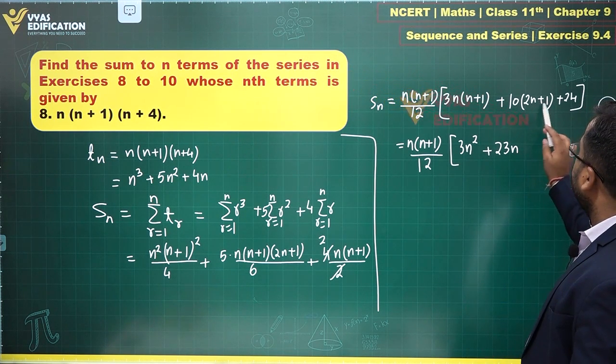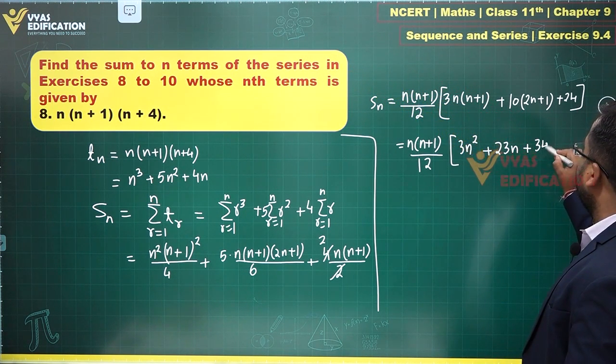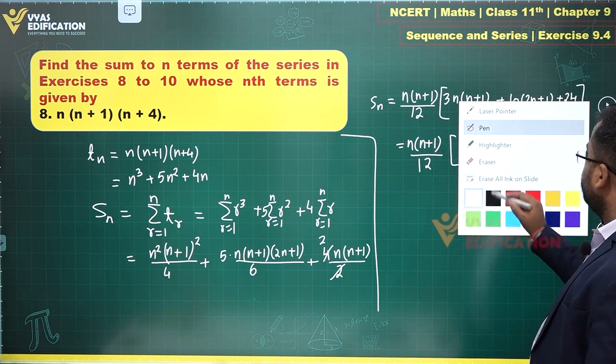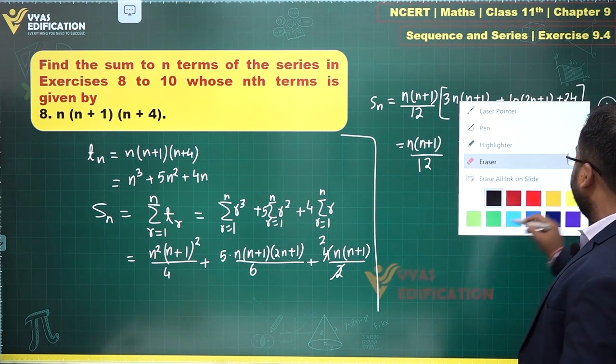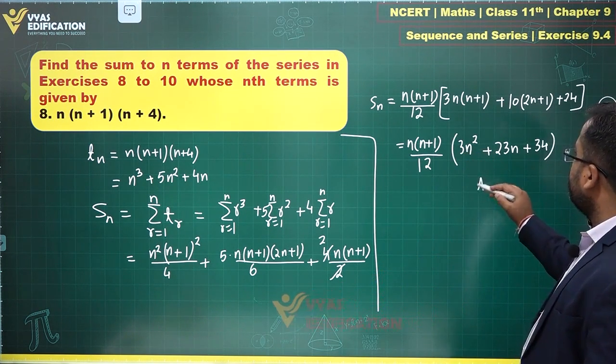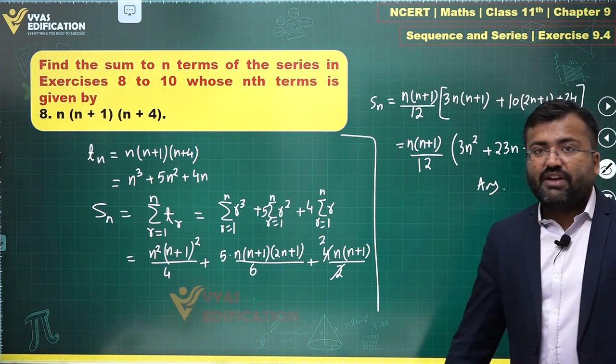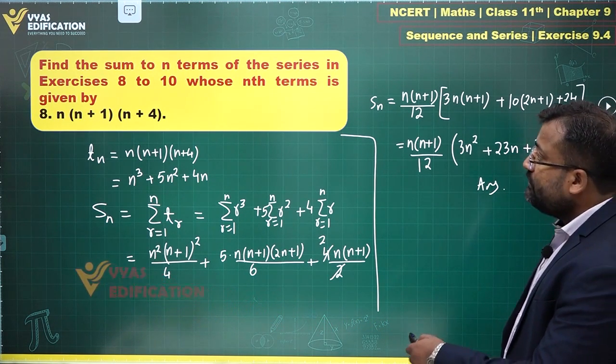And then you have 10 plus 24, which is 34. This is what we have. This is the answer for this question, as you can see over here. That is the final answer for this question 8th.